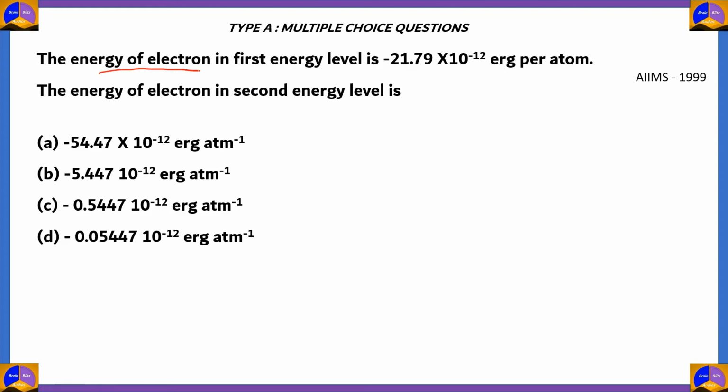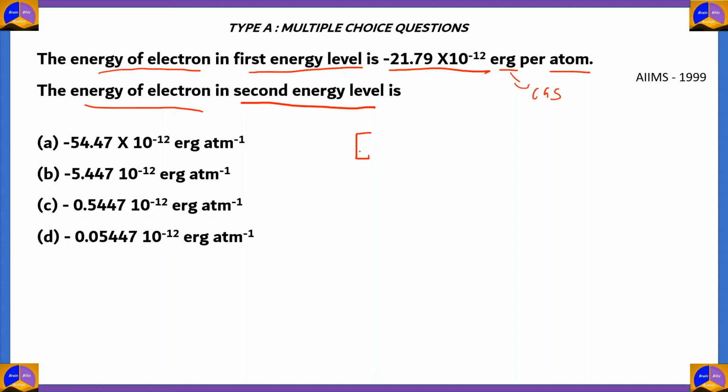The energy of an electron in the first energy level is given as minus 21.79 into 10 raised to minus 12 erg per atom. Erg is another unit. It's the CGS unit of energy. And we're asked to find out the energy of the electron in the second energy level. So how do we solve this question? This question looks difficult, but it's really easy.